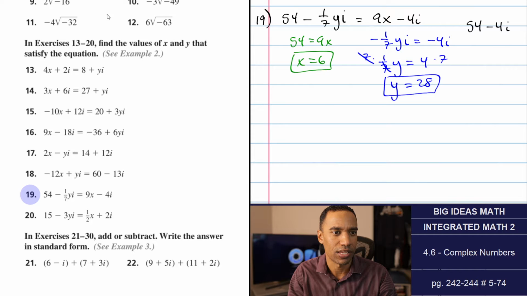And then the last one in this set, we have number 20. 15 minus 3yi.